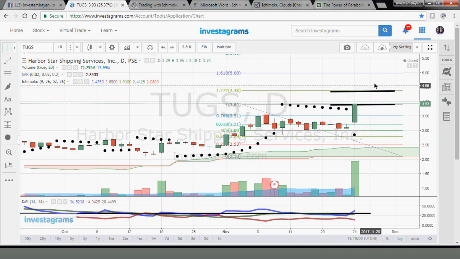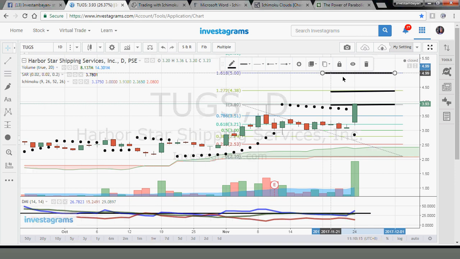Tapos, nag-consolidate yung price dito, di ba? I will keep it. Basta nasa dito pa siya, 4.38. Pero, kung bumaba na siya dito, I'll sell it. Kasi ito yung next na trailing stop. Pag nag-spike pa, set ko ulit.